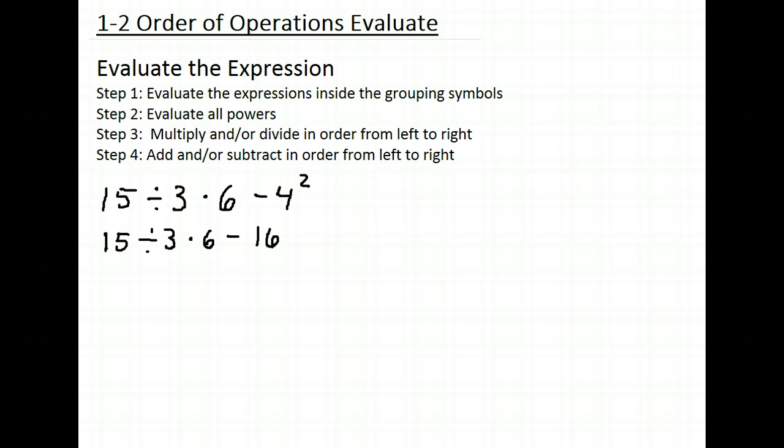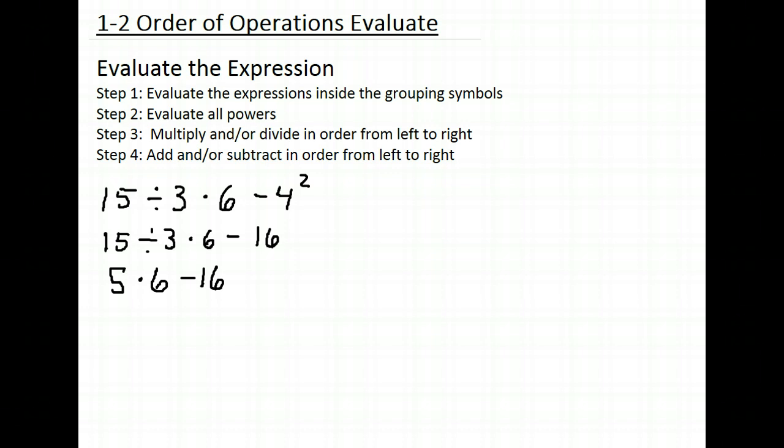Step 3 says multiply and or divide in order from left to right. Moving from left to right, you'll see we have division first. We have 15 divided by 3. So we divide those two numbers because they have the division symbol in between them. 15 divided by 3 is 5. So then we have 5 times 6 because that's the next operation in our expression. So we have 5 times 6 minus 16. You notice we're whittling our way down to an answer.